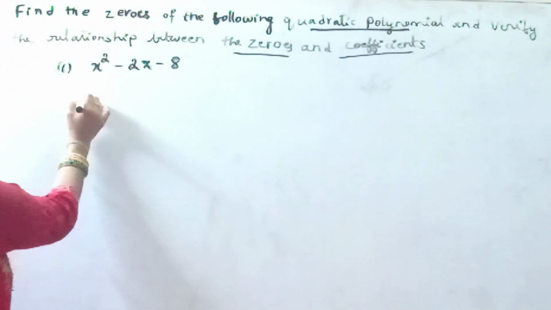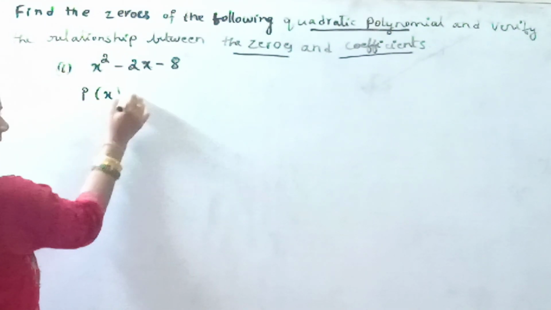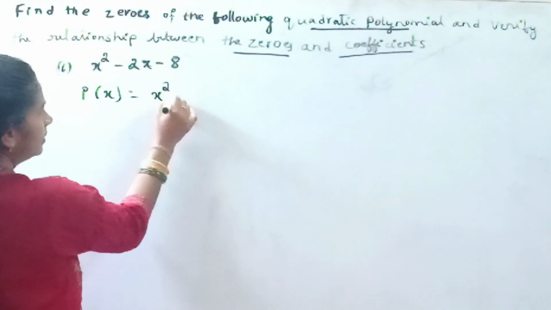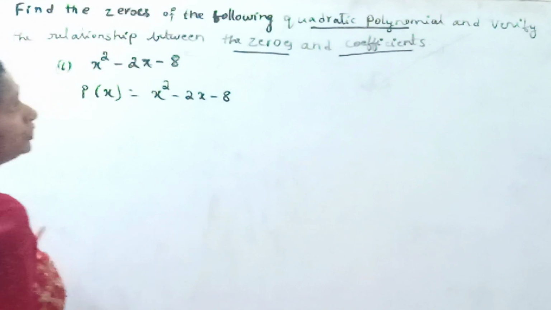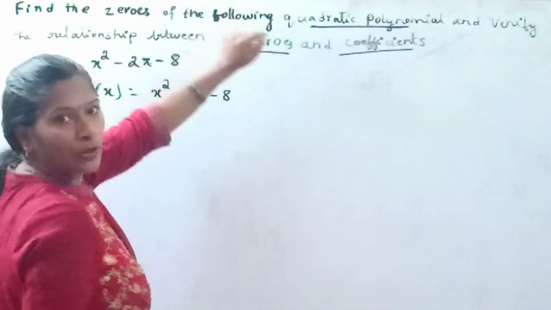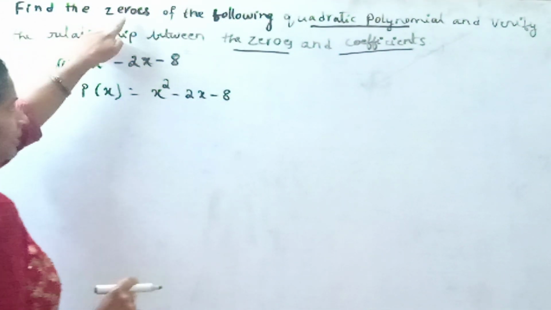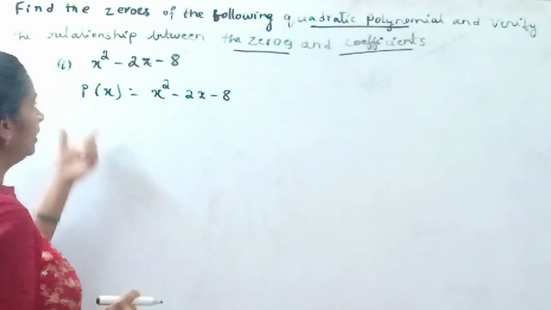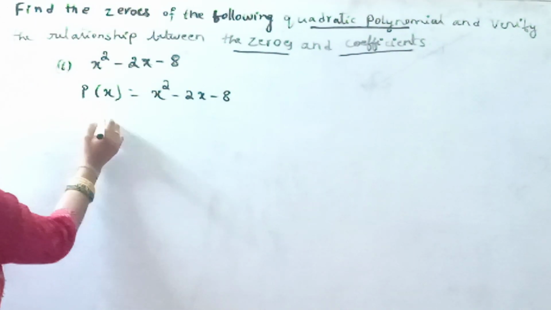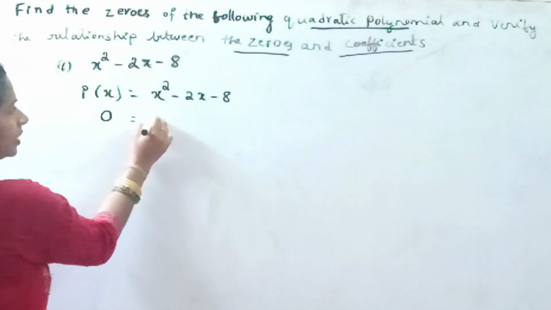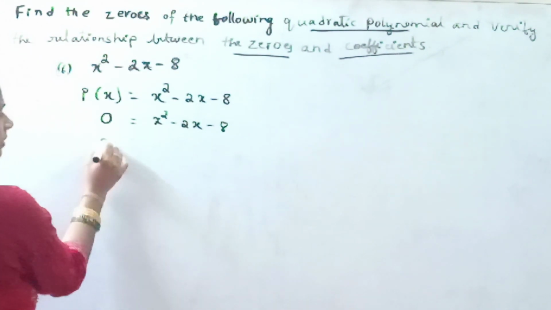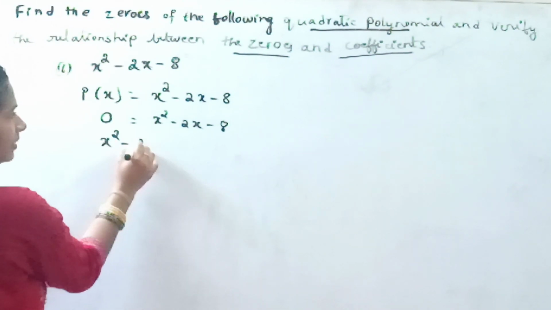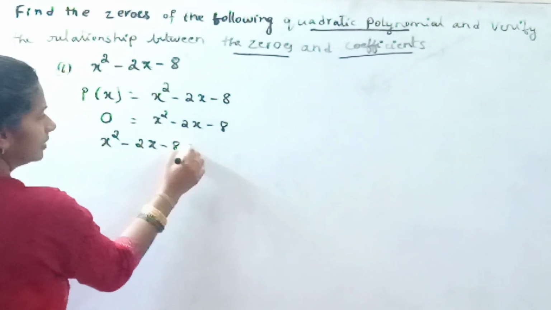Let us take the polynomial as p of x. So given polynomial is x square minus 2x minus 8. So we have to find its zeros of the polynomial. So to find the zeros of a polynomial, let us write p of x value as 0. Let me write this equation as x square minus 2x minus 8 is equal to 0.